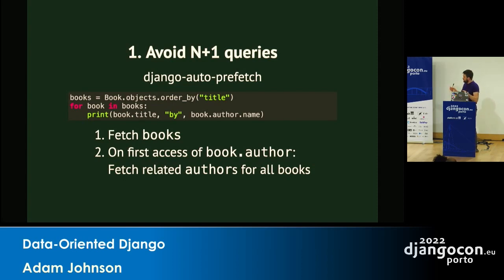So Django Auto Prefetch, useful project. It solves your n+1 query problems for foreign keys and one-to-one fields. It doesn't help you with many-to-manys where you're doing a new whole query set within the loop. I don't know if there's a way to do that. But yeah, check it out.